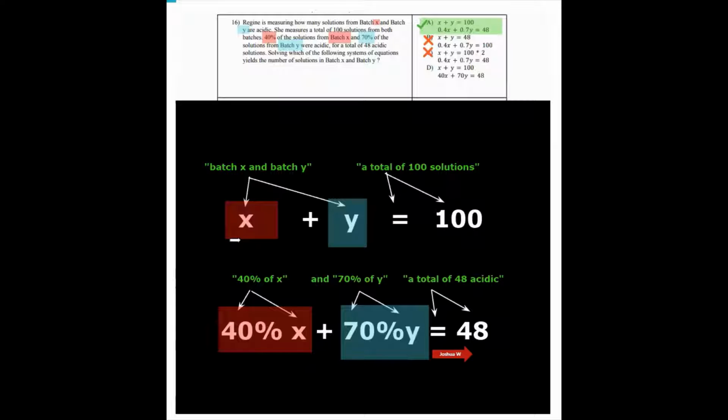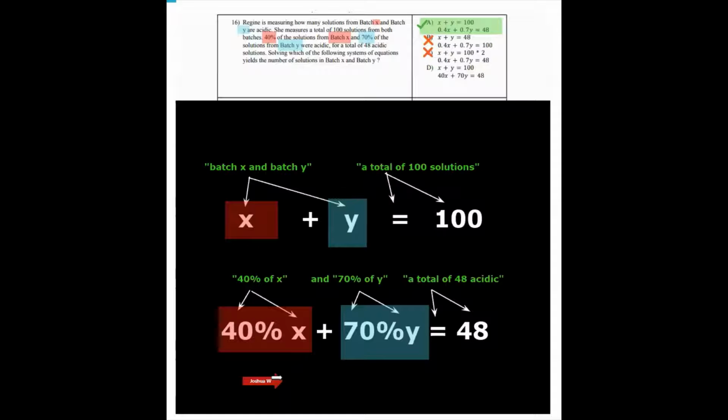So for example, if it was 50 and 50, there would be 40% of 50 or 20 batches of this one and 35 batches. Does that add up to 48? It's supposed to add up to 48. Oh, right. Then we have to solve for X and Y. But if it was 40 and 70, then it would be 25 and 35 for a total of 60 batches. So that's not the right ratio between X and Y.